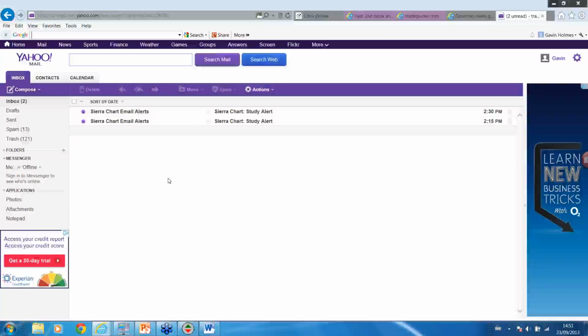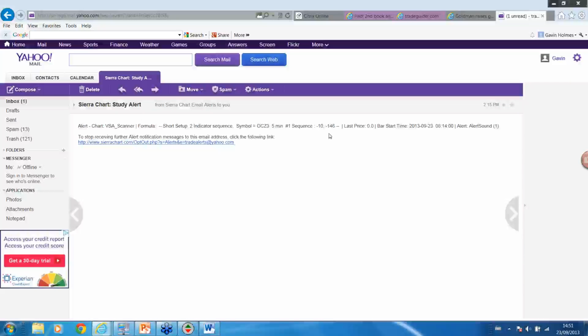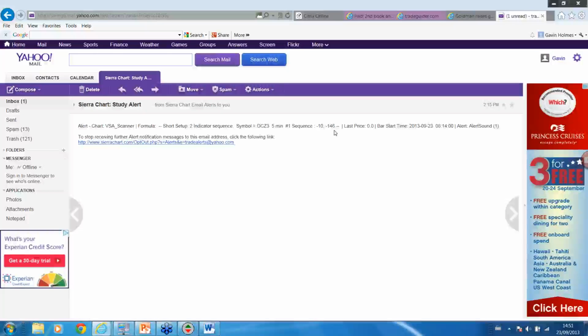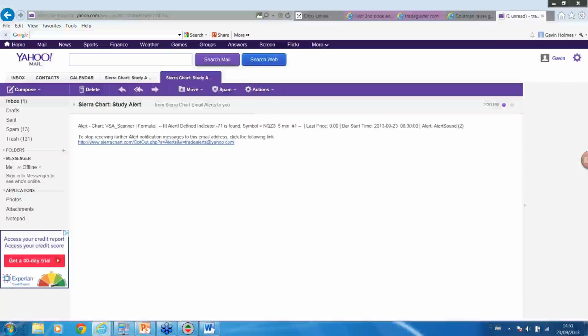All right, so what's going on here is I have actually set an alert in my Infinity charting package to tell me when certain sequences have appeared. Now, in gold on the 5-minute chart, we've just seen an upthrust followed by number 146. So we're going to see what that says. And there's another one just here that came in 20 minutes ago.